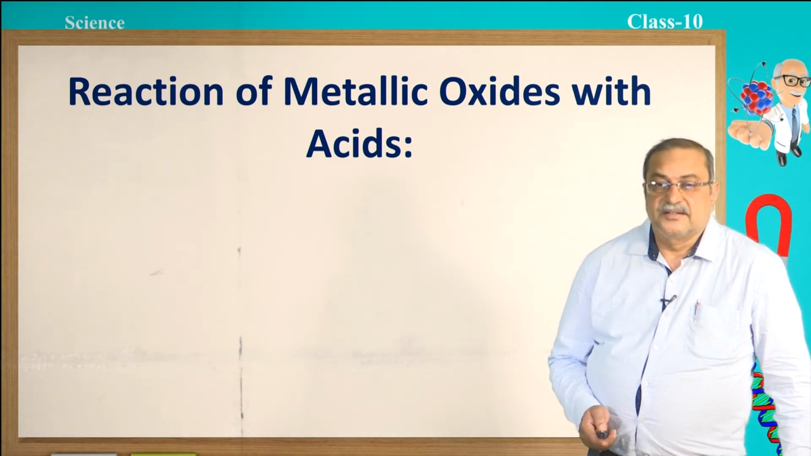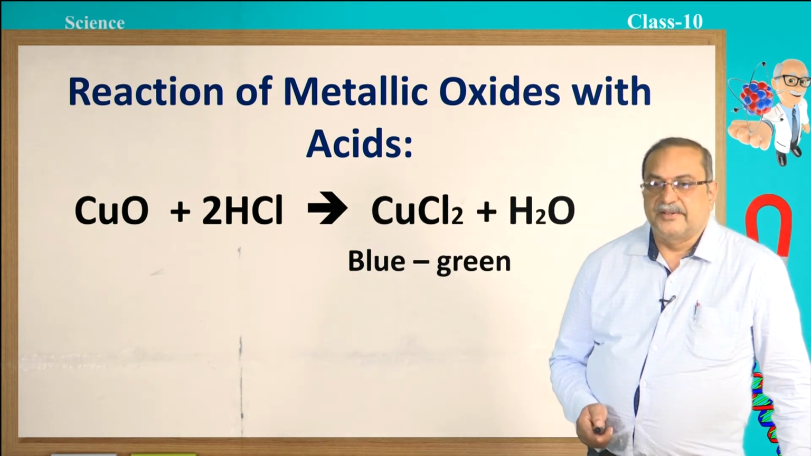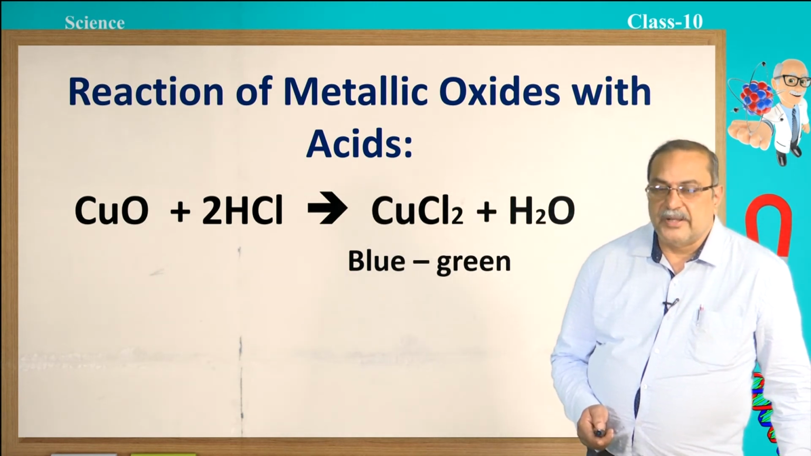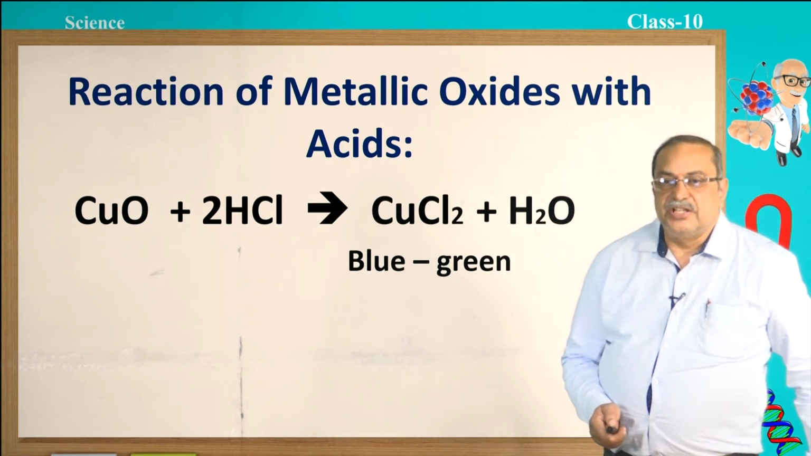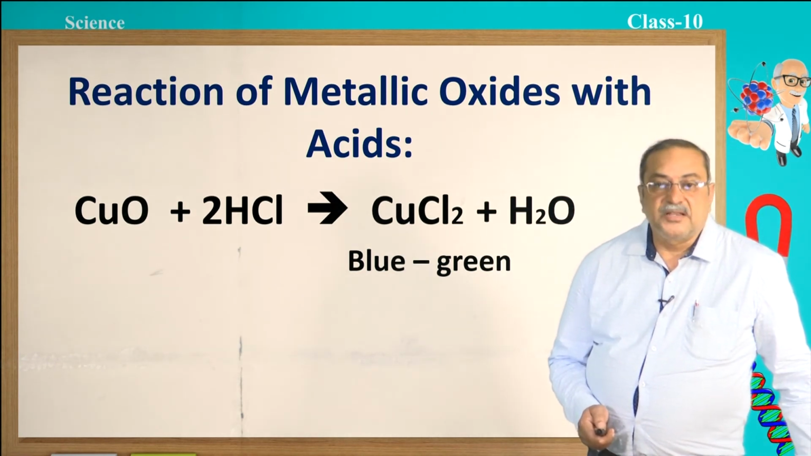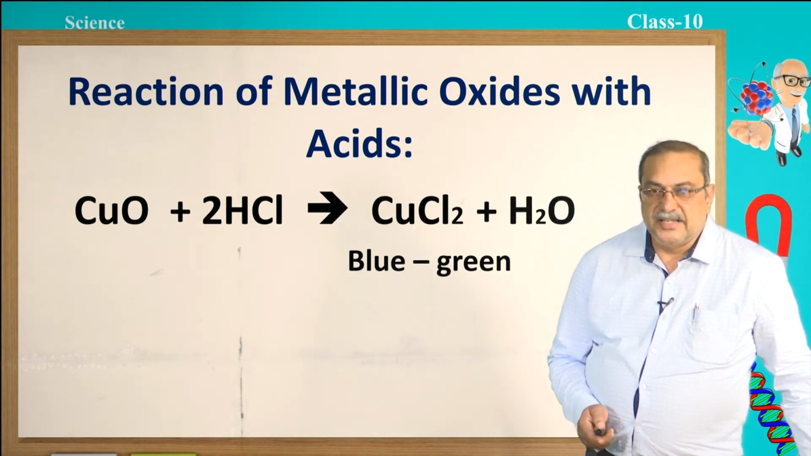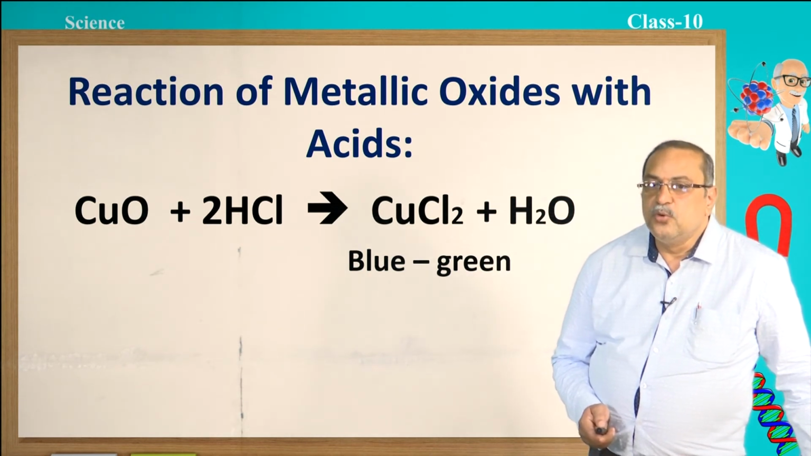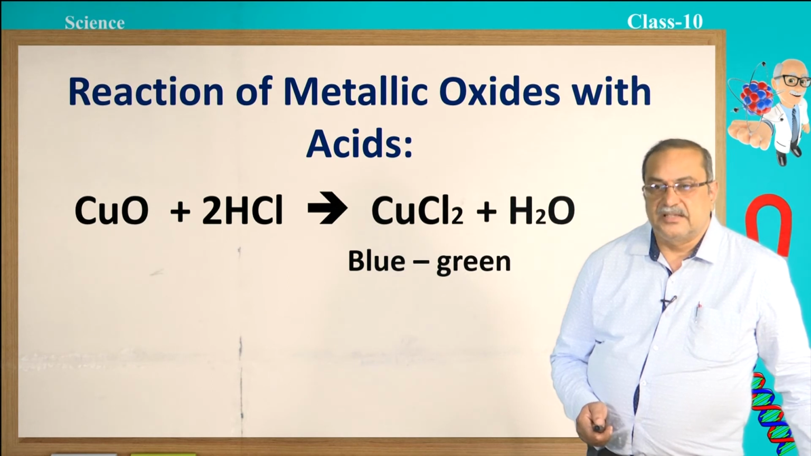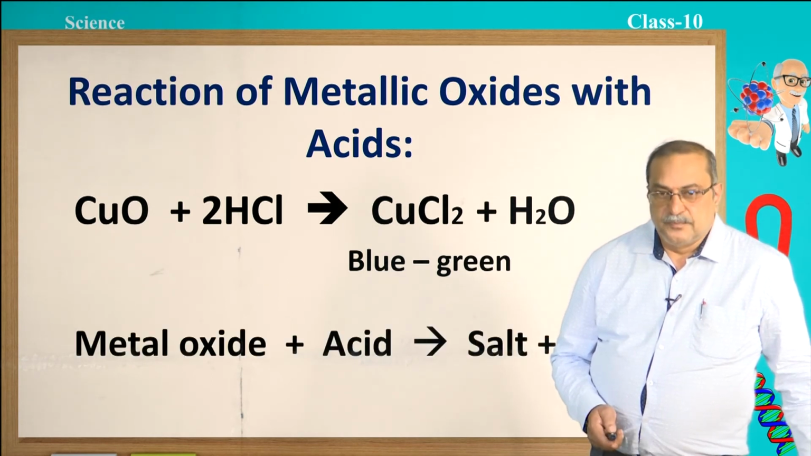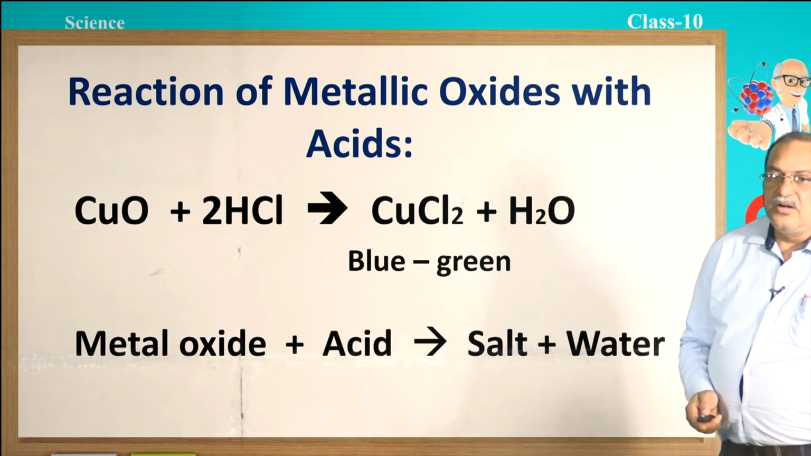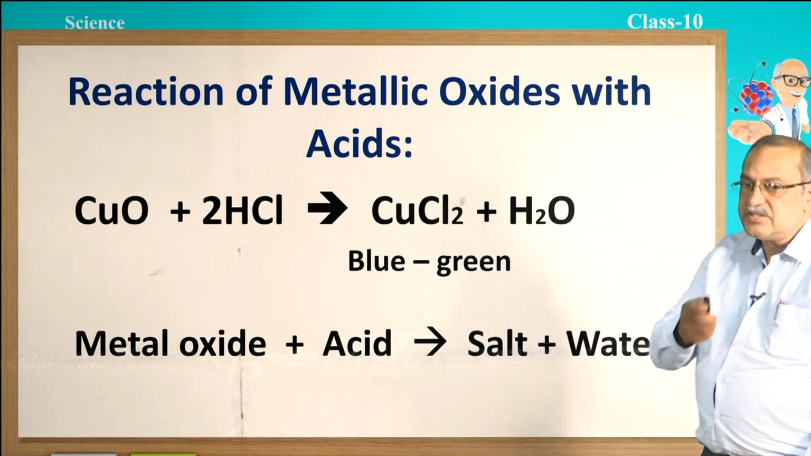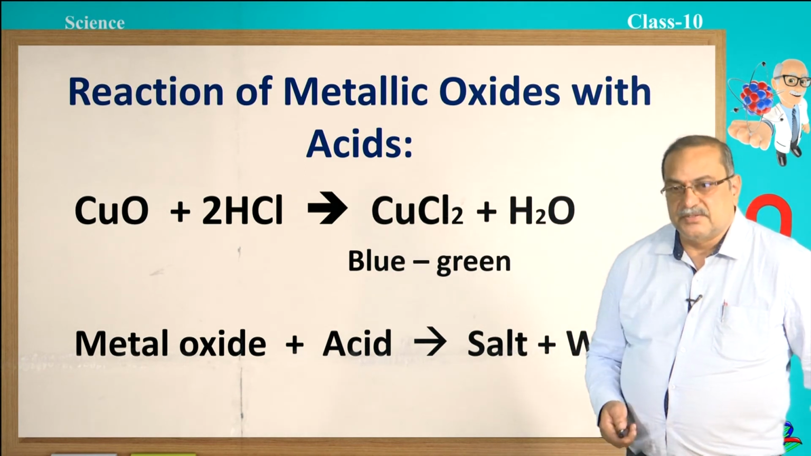Metallic oxide such as copper oxide, cupric oxide, that is CuO, copper oxide plus 2HCl gives CuCl2 plus H2O. The color of CuCl2, copper chloride, is bluish green. So, metal oxide plus acid gives salt plus water. It is going to produce salt plus water in this case.